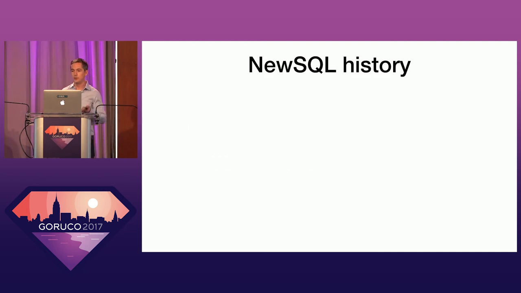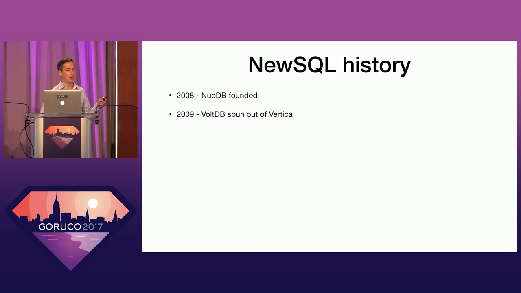Right, so the theory on NewSQL was, you know, the NoSQL data stores were not as feature-rich as a SQL database. So let's figure out how to build a distributed SQL execution engine that can be layered on top of a distributed database. So in 2008, NuoDB, 2009, VoltDB, which was spun out of Vertica. Vertica is a columnar store that was created by Michael Stonebraker, who's like famous database dude.